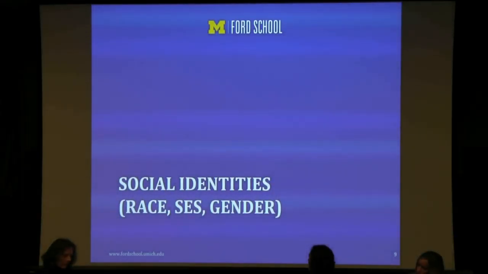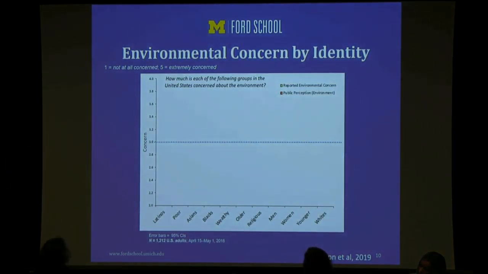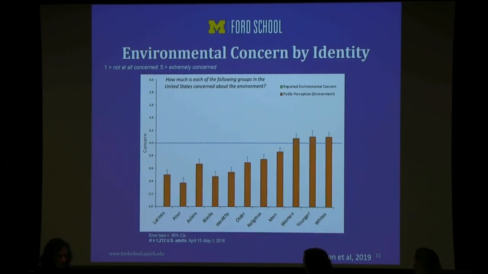There are other social identities that also may make a difference beyond just political identity. So I want to talk about some other social identities. Socioeconomic status, income level is one that I was really happy to see get brought up earlier, but there are others as well. There's some really interesting work being done by Adam Pearson and colleagues looking at people's perceptions of who cares about the environment. This is a nationally representative sample. They asked people, how concerned are each of the following groups about the environment? So Latinos, the poor, Asians, Blacks, wealthy, et cetera. And this is what they told them.